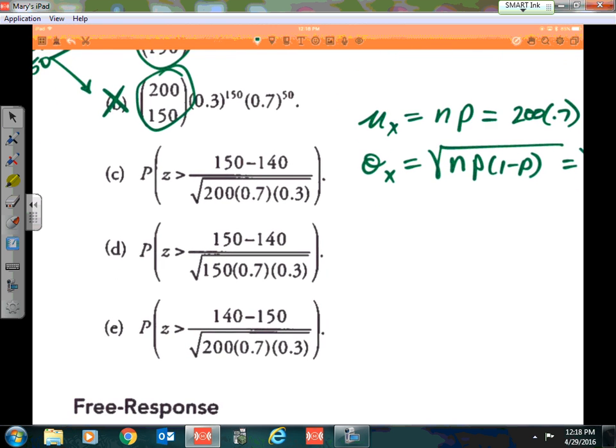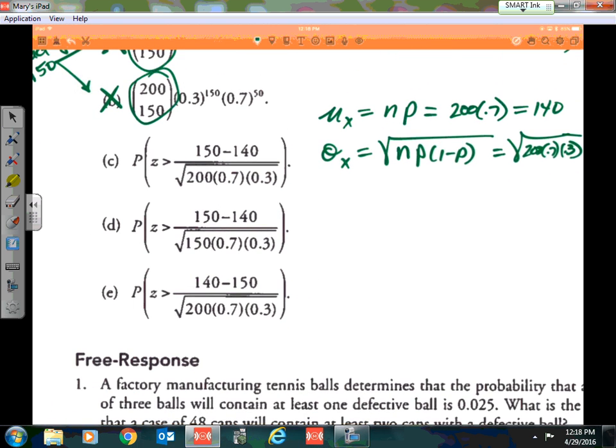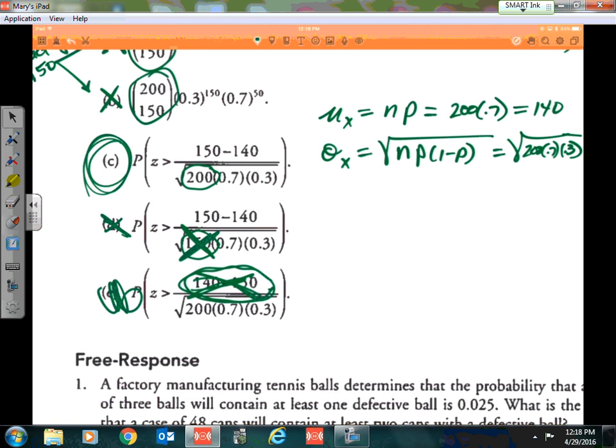Well, looking at E, what's wrong with E? You got to go X minus the mean over the standard deviation. What's wrong with E? Nope. They did the mean minus X. So they switched that, so that's a no-go. What's the difference between C and D? Okay. D has the wrong standard deviation because that's supposed to be the sample size of 200 there. So D is out. So the answer is C.